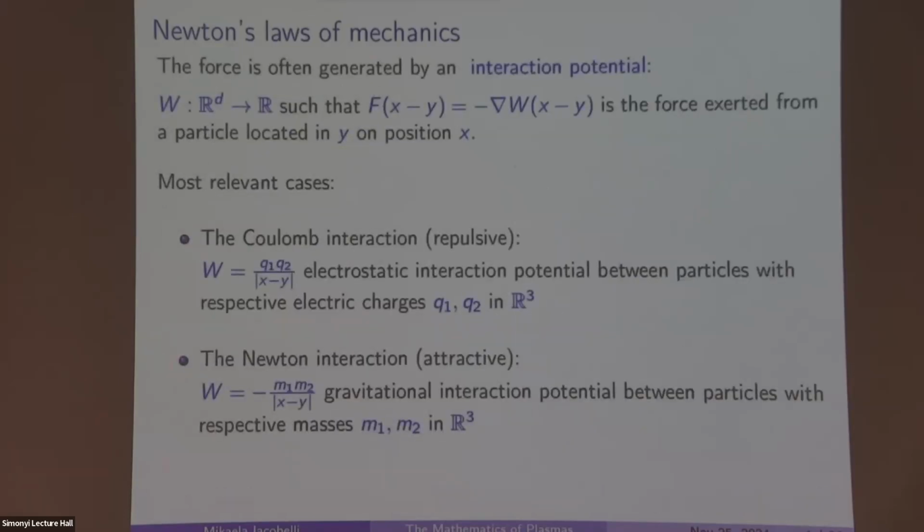That's the idea. So the two most important interaction potentials, so let's say the force can be, in many cases, the gradient of the potential. The most classical potentials, and also the most physically relevant, are the Coulomb potential and the Newton potential. The Coulomb potential is equal to the product of the two charges divided by the modulus of their distance, while the Newtonian interaction is the same except for the sign and the fact that it represents the mass and not the charge. And we're going to see in particular the role of the Coulomb potential for what comes after.